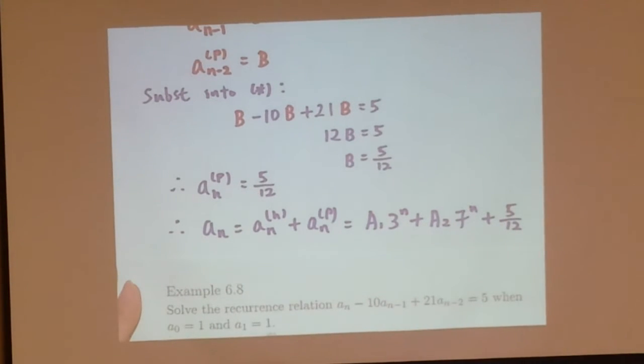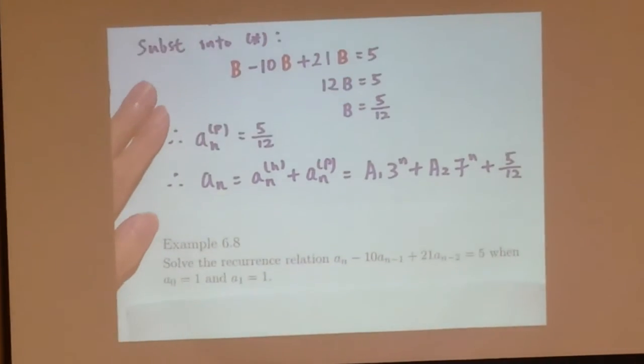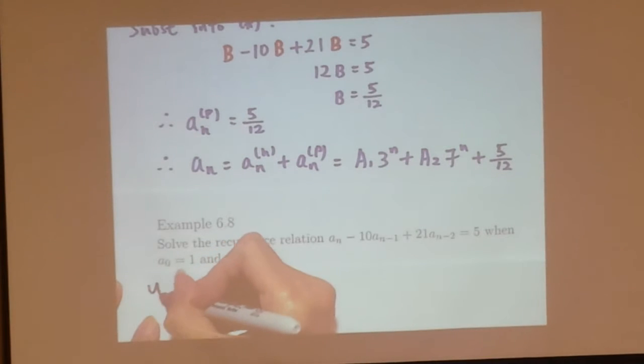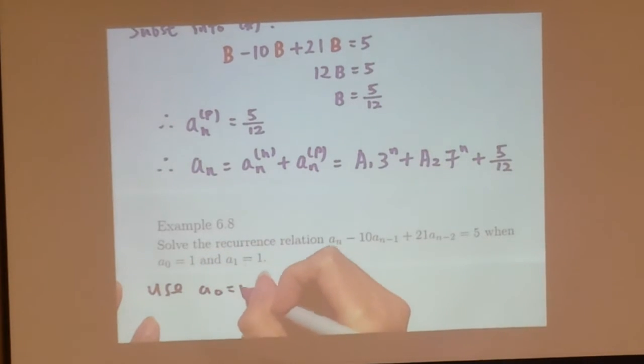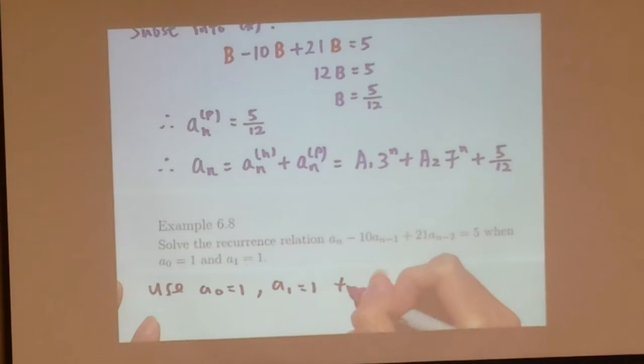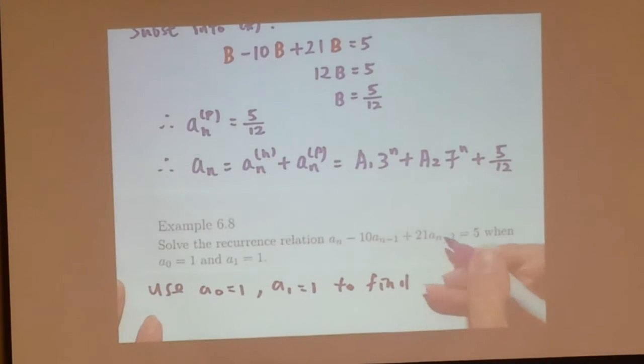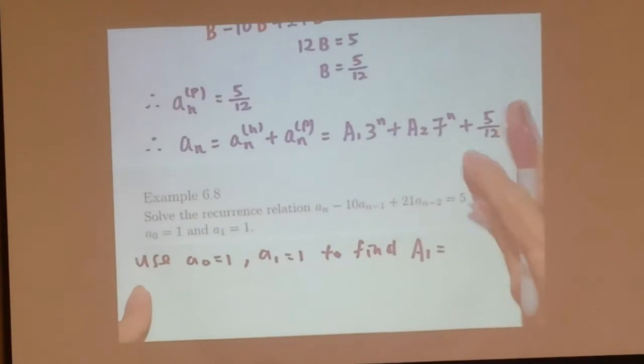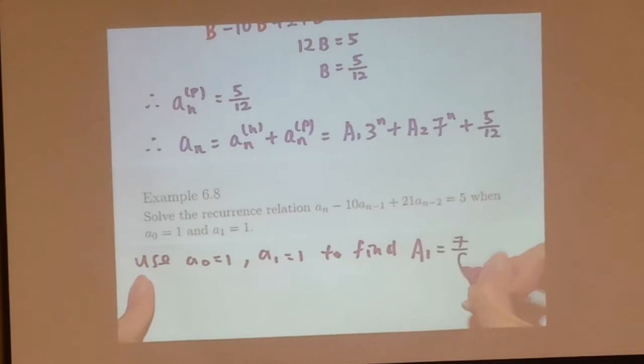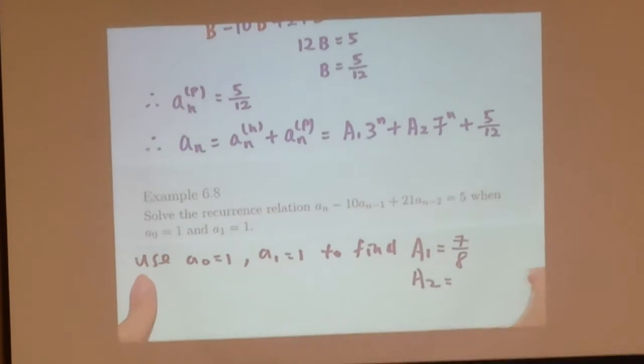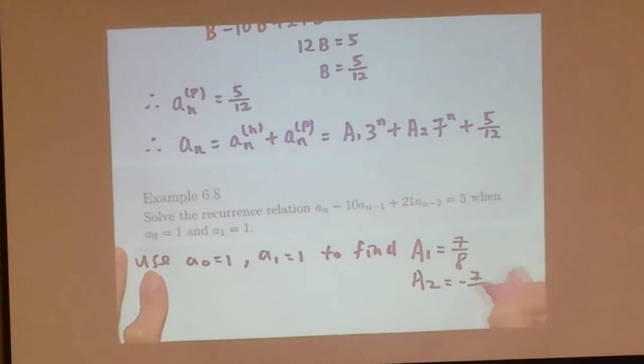And remember, there's a condition: a_0 is 1, a_1 is 1. So you have to find A1, A2. So you use a_0 is 1, a_1 is 1 to find A1 equal to 7/8. Then A2 equal to minus 7/24. So you still have to find A1, A2. Finding them is not difficult, but it's tedious. For order 2, there is a lot of computation.